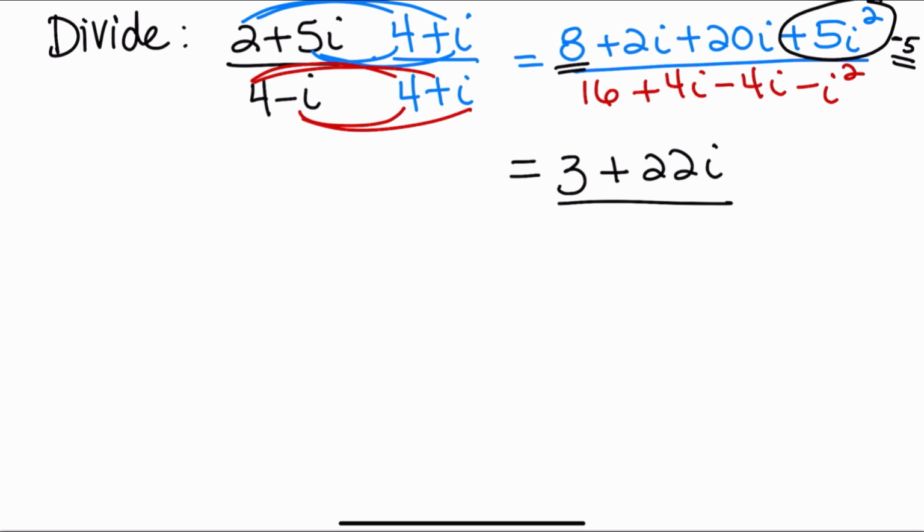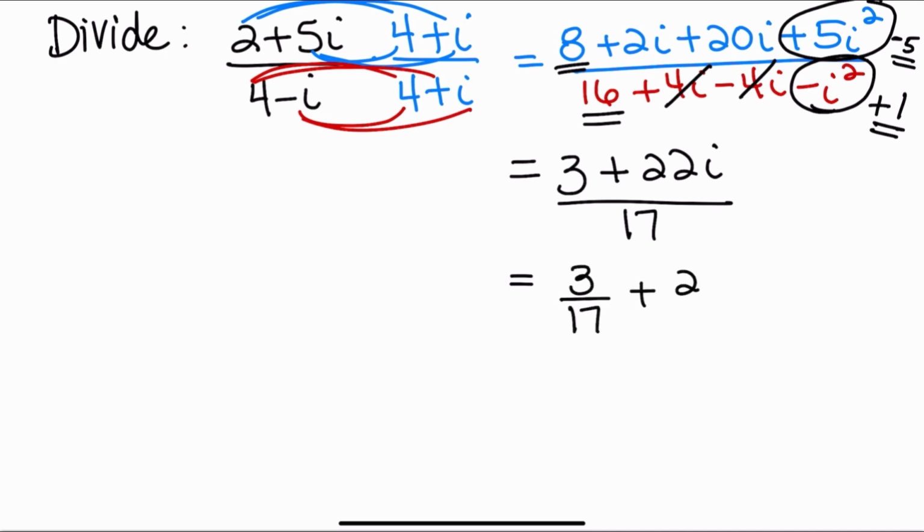Then in the denominator, this negative i squared really means negative 1, so it's going to be positive 1. So the 4i and negative 4i will cancel. I'm going to be left with 16 plus 1, which is 17. And in a lot of books, you're going to have to split this up so that you write it in standard form, a plus bi. So they're going to ask you to write 3 over 17 plus 22 over 17i. And that's going to be your final answer.